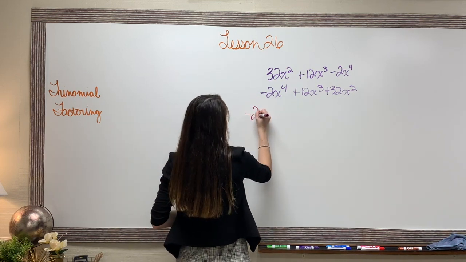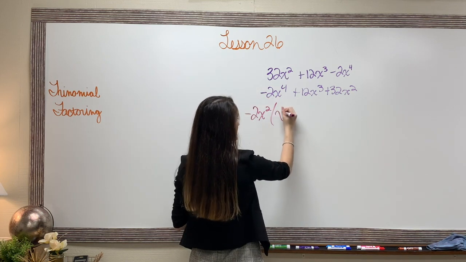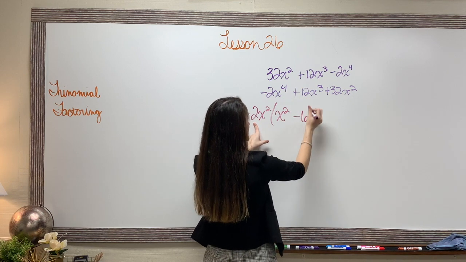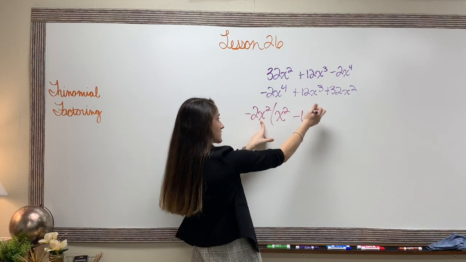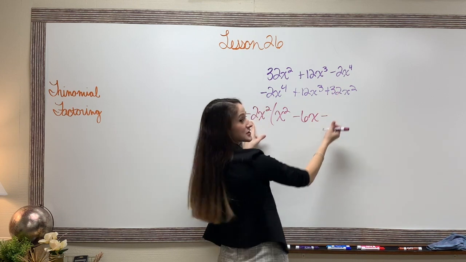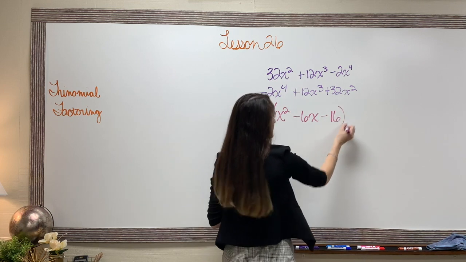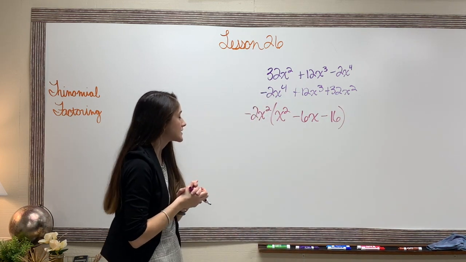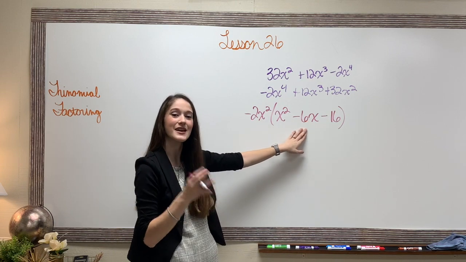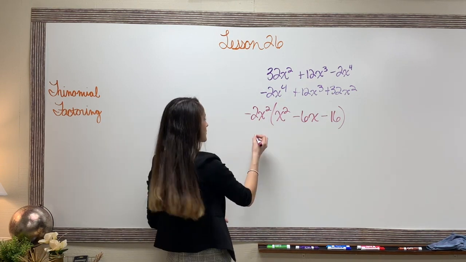So -2x squared, and then here all I'm left with is x squared, minus 12 divided by 2 is 6, x cubed divided by x squared is just x, minus 32 divided by 2 is 16, and then x squared divided by x squared is itself, it's just 1. So now that we have taken out our greatest common factor, this is something that I can put into a trinomial, or into two binomials. I can work with this.